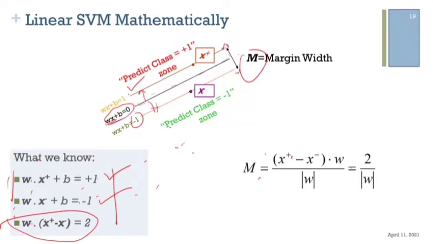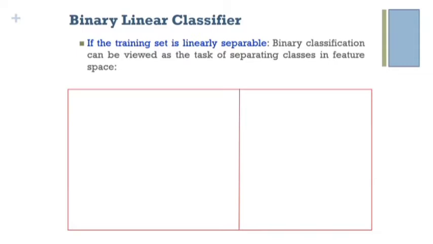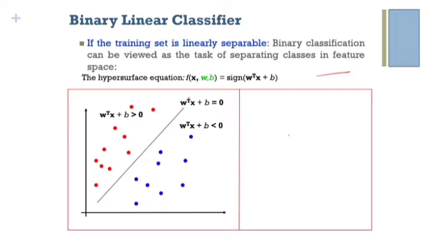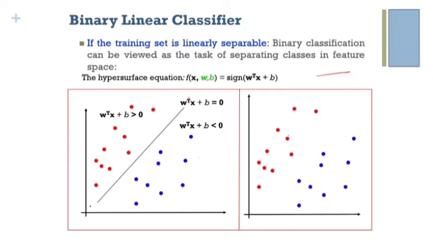It is the distance between this and this after we try to increase it. What we got here lets us get our M, which finally results in the formula we got earlier, the maximum margin for the data that we have. Now, if the training set is linearly separable, binary classification can be viewed as the task of separating classes in feature space. This is very simple stuff. You just draw a line between them because they are linearly separable. The data is very cooperative.